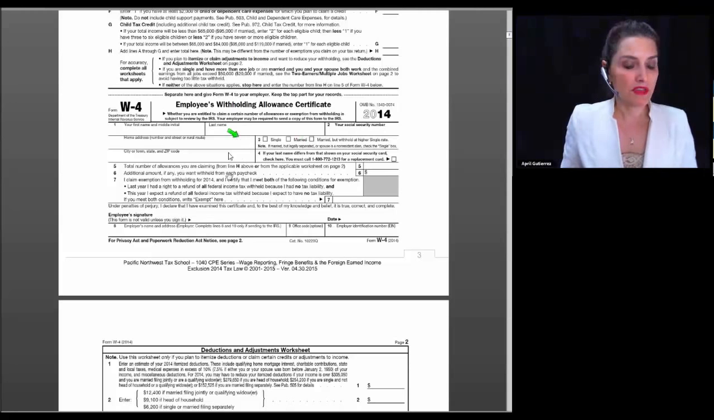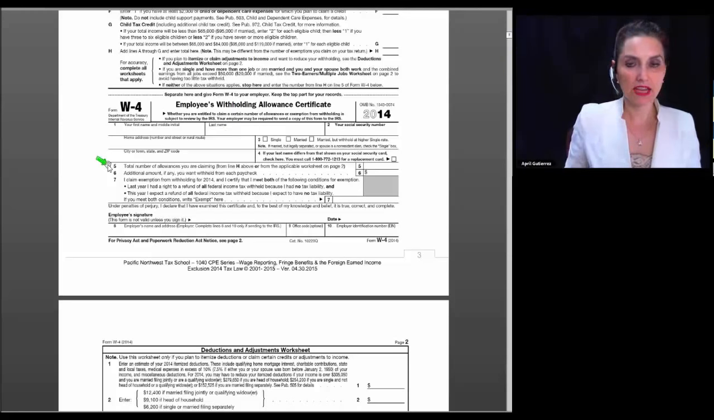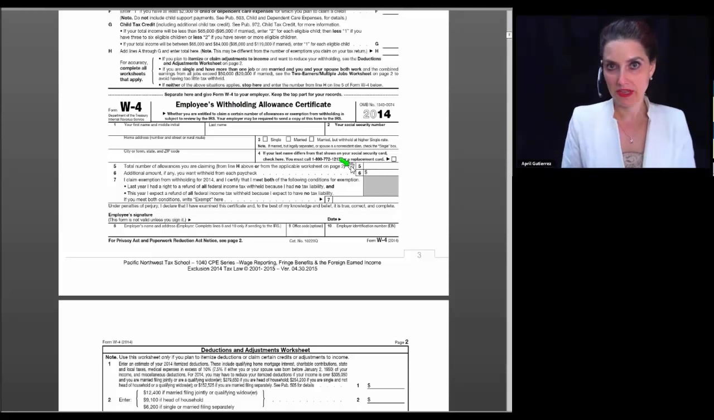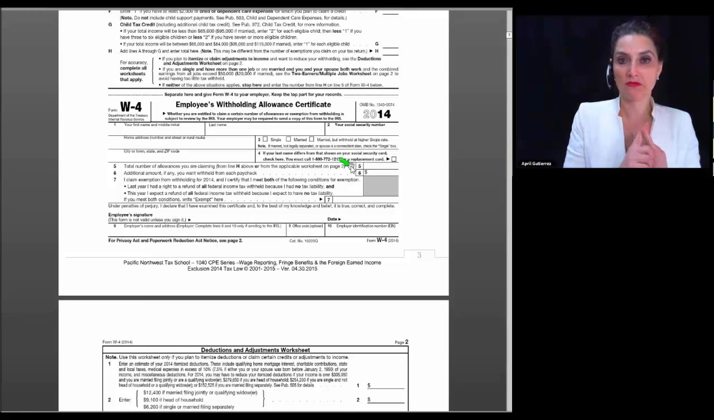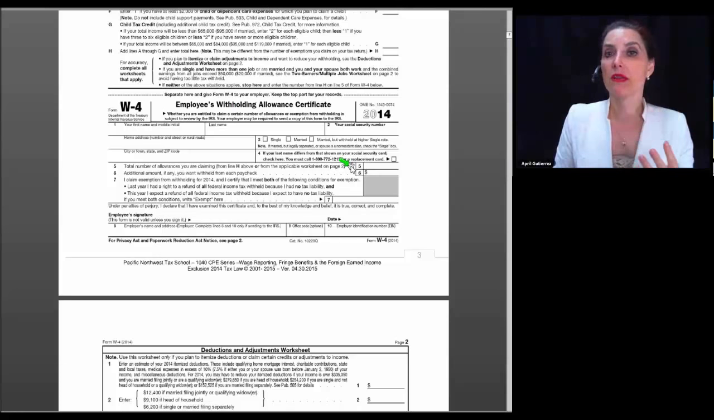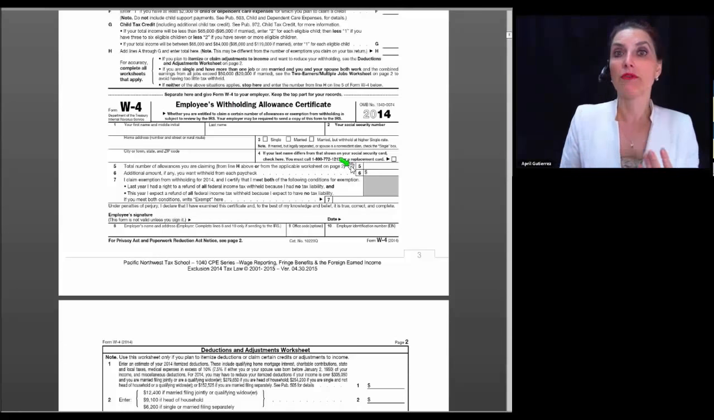The other thing to be thinking about is that every exemption you enter on this document, and you can see here line 5, it says enter your total number of allowances. Those total number of allowances represent the number of exemptions you'll be able to claim on your tax return. When I actually file, am I going to be able to claim an exemption for myself, for my spouse, and my 2 children? If I'm going to be able to claim 4 exemptions when I file, then I can put 4 there.